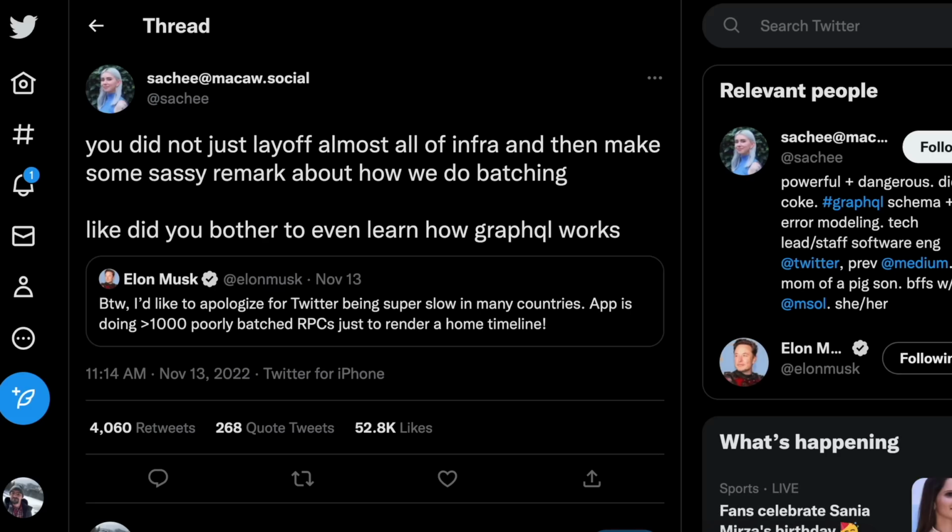And then this tweet is pretty interesting because they mention that Twitter is using GraphQL. So they're using GraphQL for client communication, perhaps, to render the timeline. And then maybe when you're making the GraphQL call, that's what's triggering RPC calls to be made to different services.